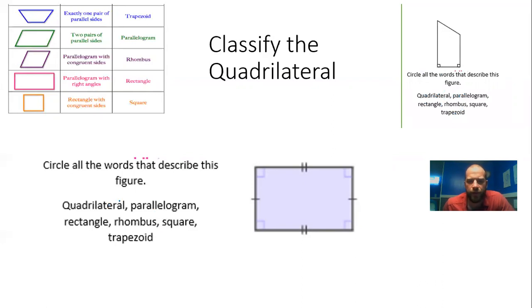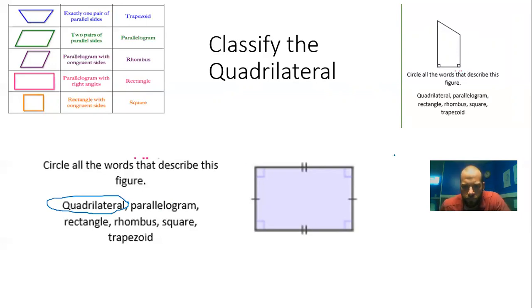So quadrilateral, is it four-sided? Is it a four-sided polygon? Yeah, there's 4 sides and it's a 4-sided polygon. Parallelogram, that means there's, hi, I'm a line. Hi, I'm a line. We're parallel. Cool. That's 1 pair. Hi, I'm a line. Hi, I'm a line. We're parallel. Cool. That's 2 pairs. So in order to be a parallelogram, you have to have 2 pairs of parallel lines.